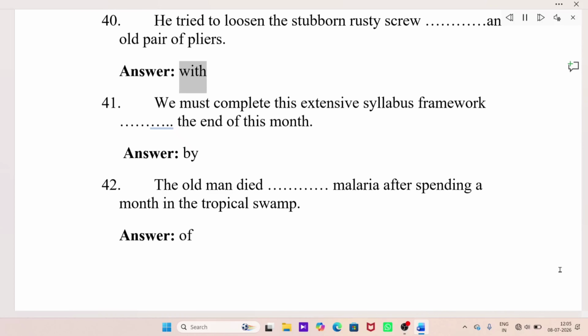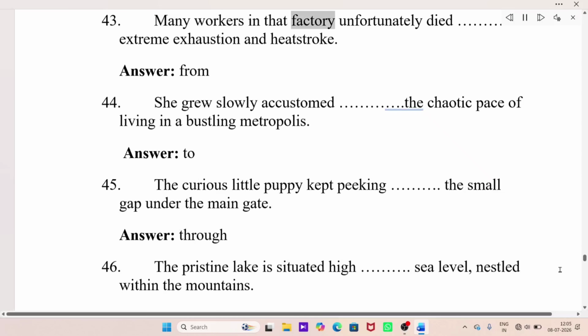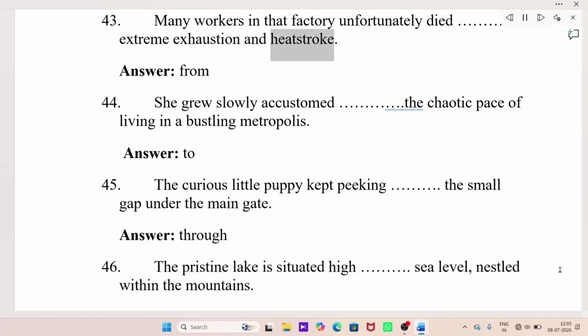We must complete this extensive syllabus framework ___ the end of this month. Answer: by. The old man died ___ malaria after spending a month in the tropical swamp. Answer: of. Many workers in that factory unfortunately died ___ extreme exhaustion and heat stroke.